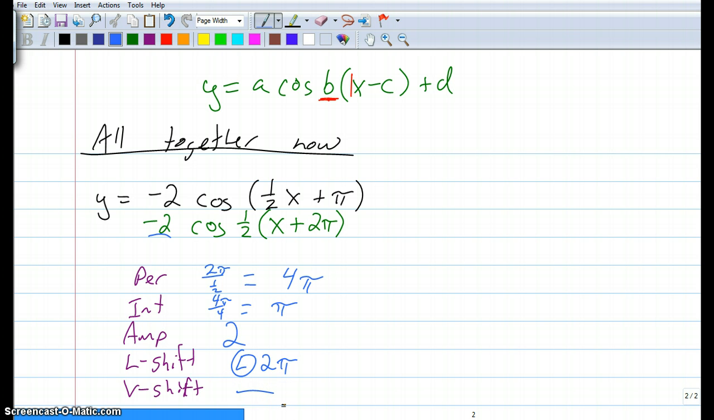Oh, snap. I'm going to have you graph this yourself. I'm going to pause it. When it comes back, you'll see the graph. So go ahead and pause this, graph it, and check yourself.